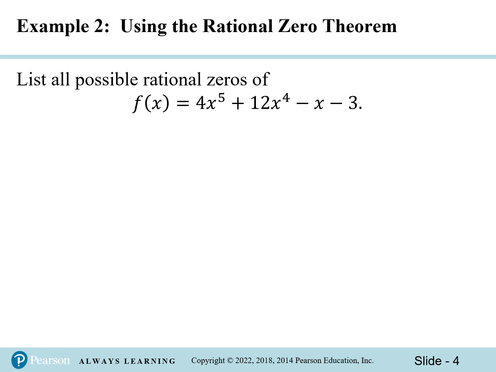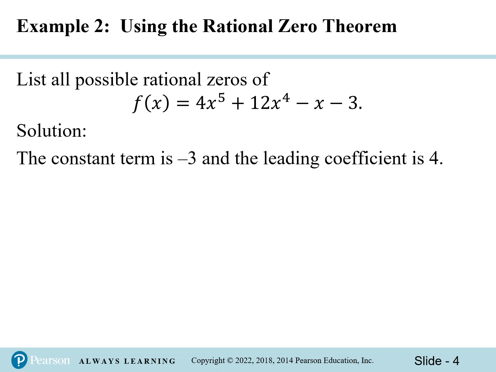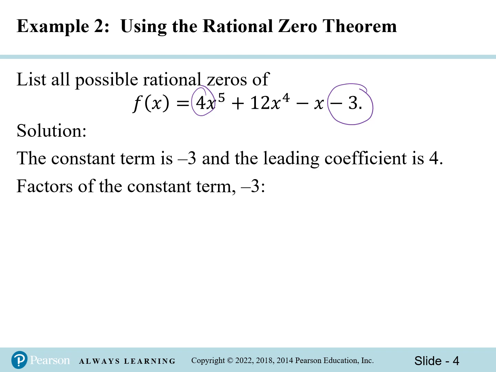So list all the possible rational zeros of f of x equals 4x to the fifth plus 12x to the fourth minus x minus 3. The constant term is negative 3, and the leading coefficient is 4. So we need to find the factors of the constant term, negative 3. All my factors of negative 3 are plus and minus 1 and plus and minus 3, because negative 1 times 3 and 1 times negative 3. So those are my factors.